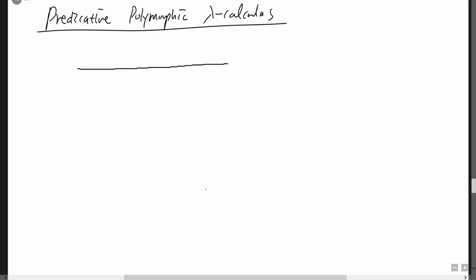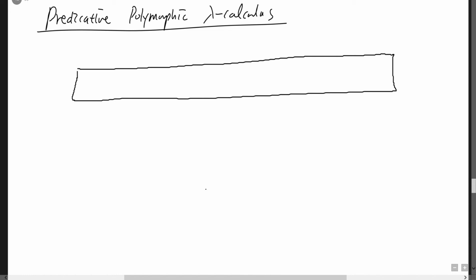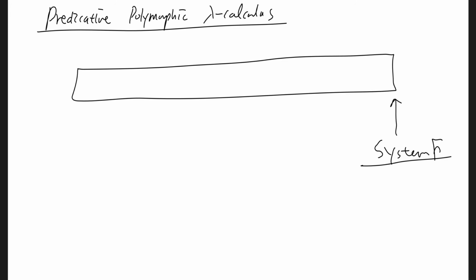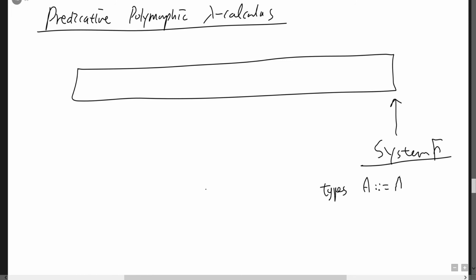So in the spectrum of programming languages with polymorphism, system F lies at one extreme end. If we recall the syntax for system F, we have just a single syntactic category for types. It has function type, type variable, and polymorphic type. And in expressions, among others, we have this type application.